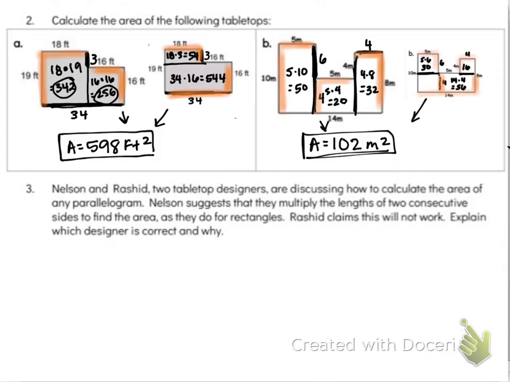All right, number 3. 2 tabletop designers are discussing how to calculate the area of any parallelogram. So let's just kind of draw a parallelogram. This is what we're used to seeing when we see a parallelogram. Now, what a parallelogram is that you have 2 opposite sides that are parallel like this. And then this side and this side would have that same property, that these are parallel. So, most of the time when we think parallelogram, we kind of think of a slanted rectangle. But a rectangle is also a parallelogram. Because again, with a rectangle, these 2 sides are parallel and these 2 sides are parallel.